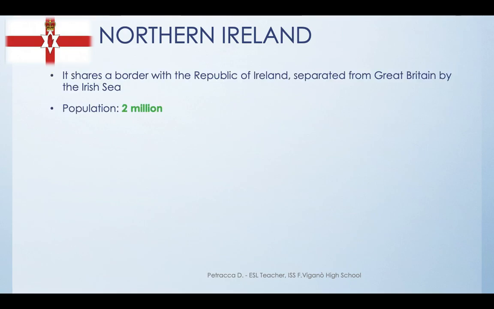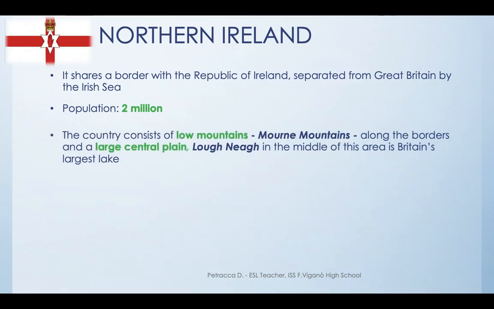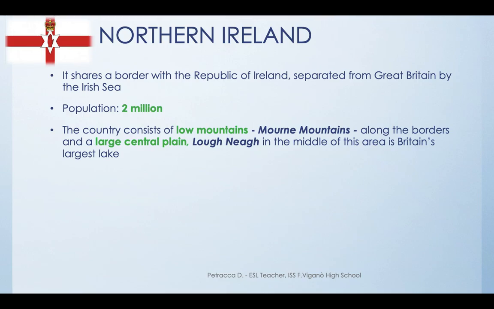Northern Ireland. Northern Ireland shares a border with the Republic of Ireland, separated from Great Britain by the Irish Sea. The population, always with reference to 2018, is 2 million. The country consists of low mountains, let's mention Mourne Mountains, along the borders and a large central plain. Lough Neagh, in the middle of this area, is Britain's largest lake. It is a fertile agricultural land with beautiful coasts and beaches.